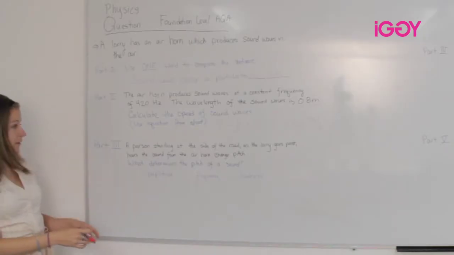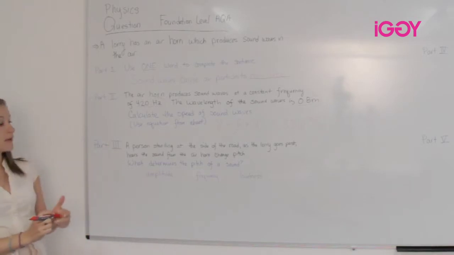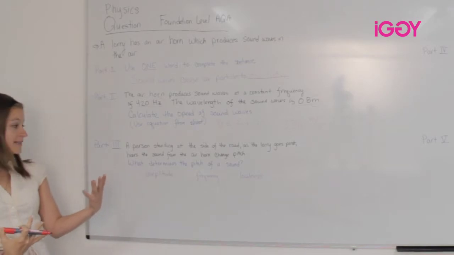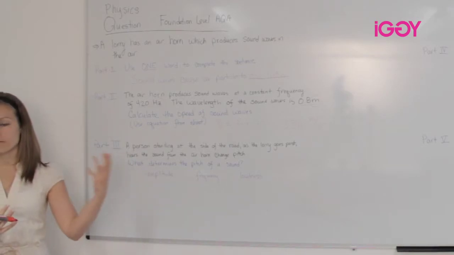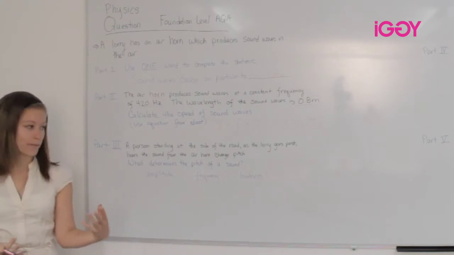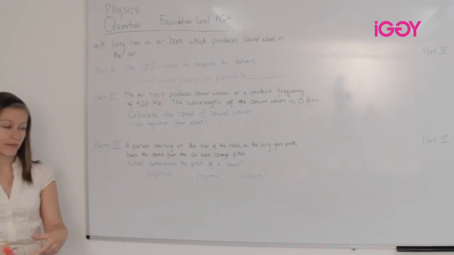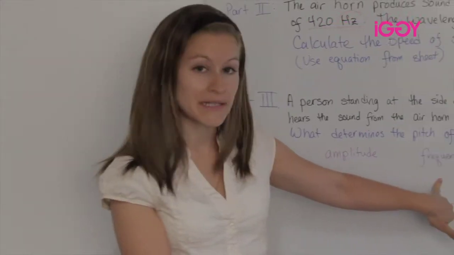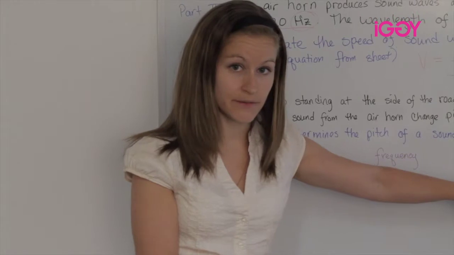The third part of this question says a person is standing at the side of the road. As the lorry goes past, they hear the sound from the air horn change pitch. And then the question asks, what determines the pitch of the sound? And it gives you three options: the amplitude, the frequency, or the loudness.